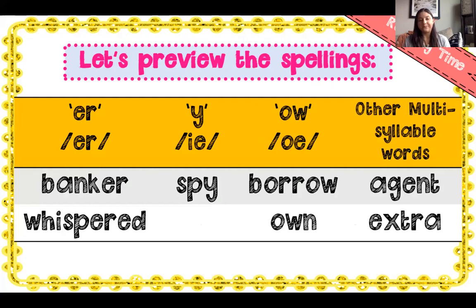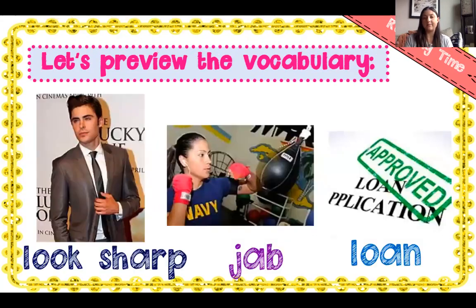Here we have Y, where it says the I sound in the word spy. Next we have OW, where it says O, borrow, own. Here are some multi-syllable words, agent, extra.